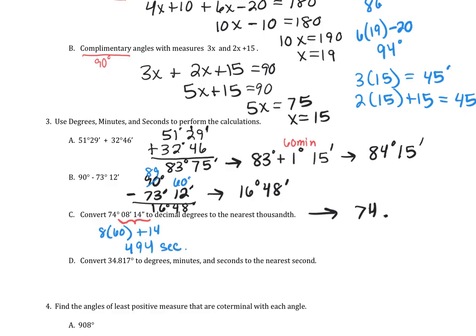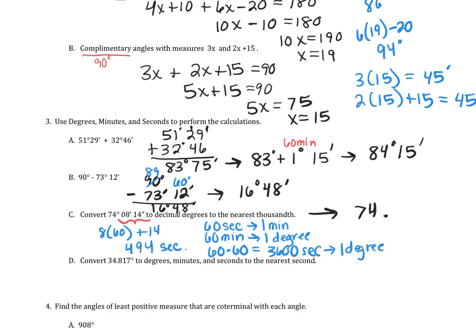Okay, now we need to talk about the number of seconds in a degree. So if there are 60 seconds in 1 minute, and there are 60 minutes in 1 degree, then if I multiply 60 times 60, that's 3,600 seconds. That is equivalent to 1 degree.